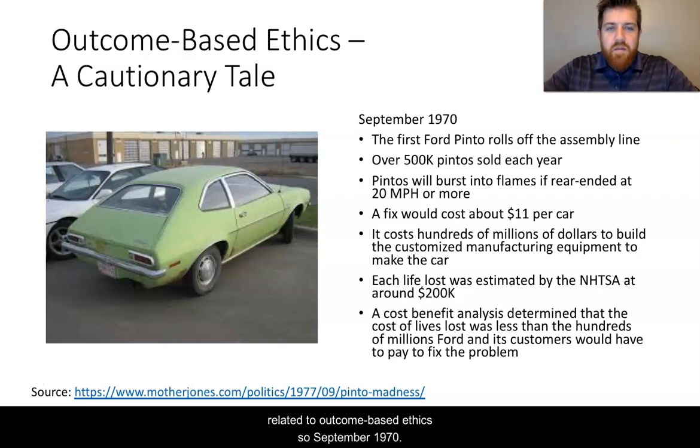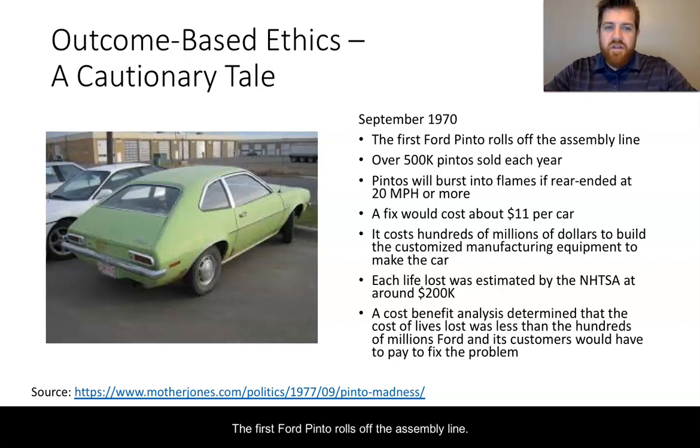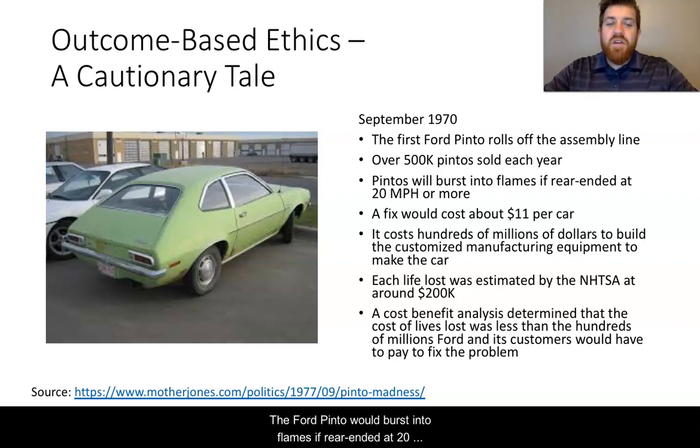So, September 1970, the first Ford Pinto rolls off the assembly line. And it was a pretty successful car. Over 500,000 Pintos were sold each year. There was just one pretty significant problem. The Ford Pinto would burst into flames if rear-ended at 25 miles per hour or more.